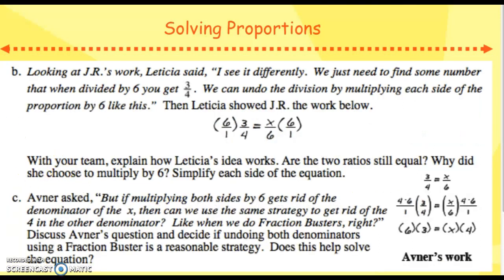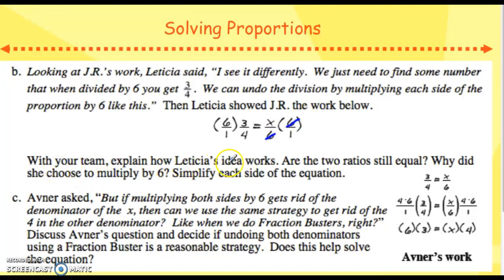B says, looking at JR's work, Letitia said, I see it differently. We just need to find some number that when divided by 6, you get 3/4. We can undo the division by multiplying each side of the proportion by 6, like this. Then Letitia showed JR the work below. So she wants to get rid of 6 as the denominator. So these here cancel, and that's what she would like to do.